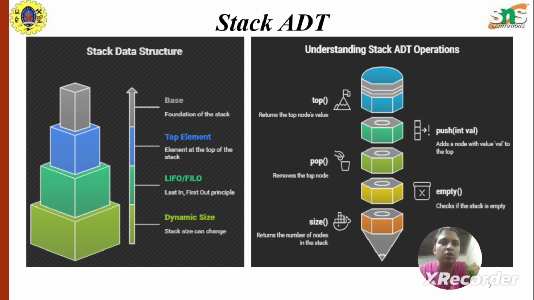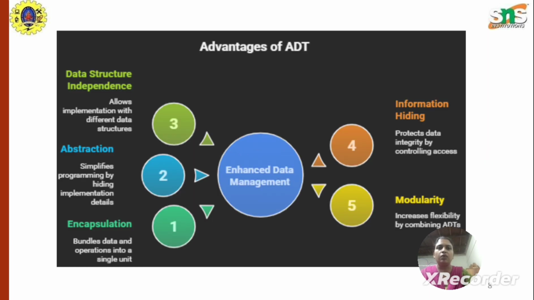So next we are going to see the advantages, disadvantages, and the applications of ADT. There are 5 advantages of ADT. The first one is encapsulation. ADT helps encapsulate data and operations into a single unit, making managing and modifying the data structure easier. The next advantage is abstraction. You can work with ADTs without knowing the implementation details, which can simplify programming and reduce errors. The next advantage is data structure independence. ADTs can be implemented using different data structures, making it easier to adapt to changing needs and requirements.